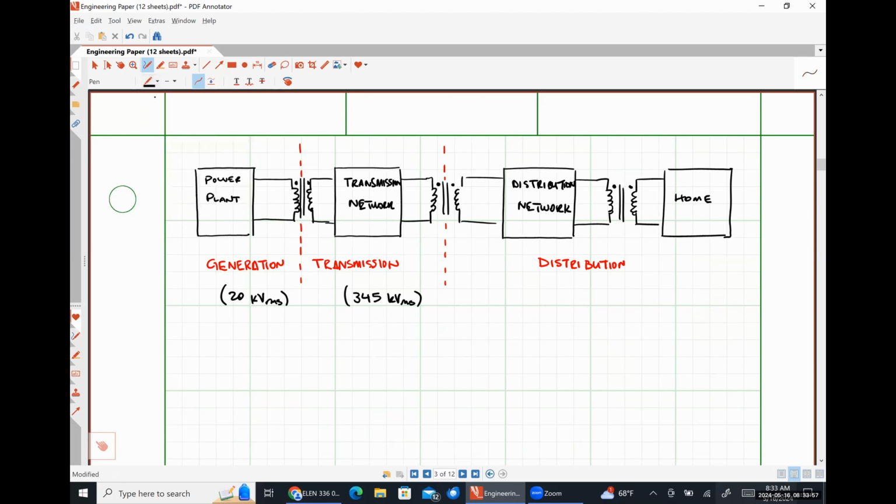So over here on this side of things, we're typically looking at voltages in the ballpark of 13.8 kilovolts RMS. And then when we're down to a home consumer, we're looking at 240 volts RMS for a single family home. And it's usually 208 volts RMS if you're looking at an apartment building or something like that. So let's talk about why that's kind of different.